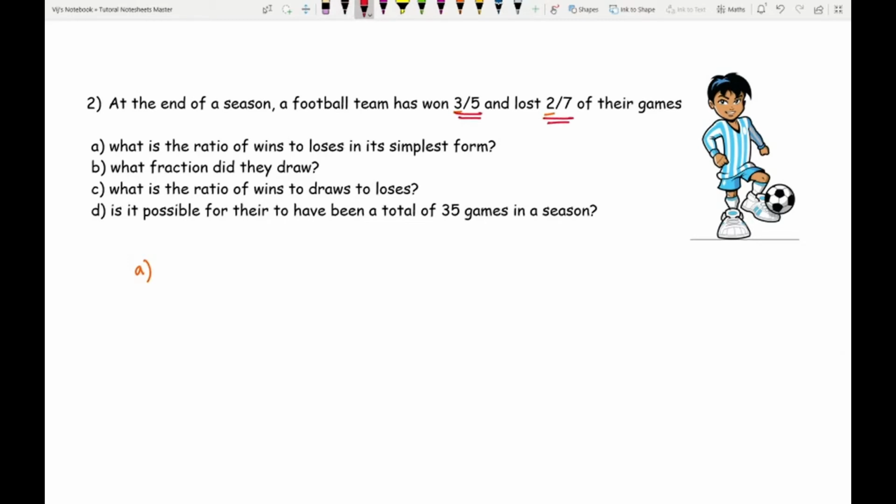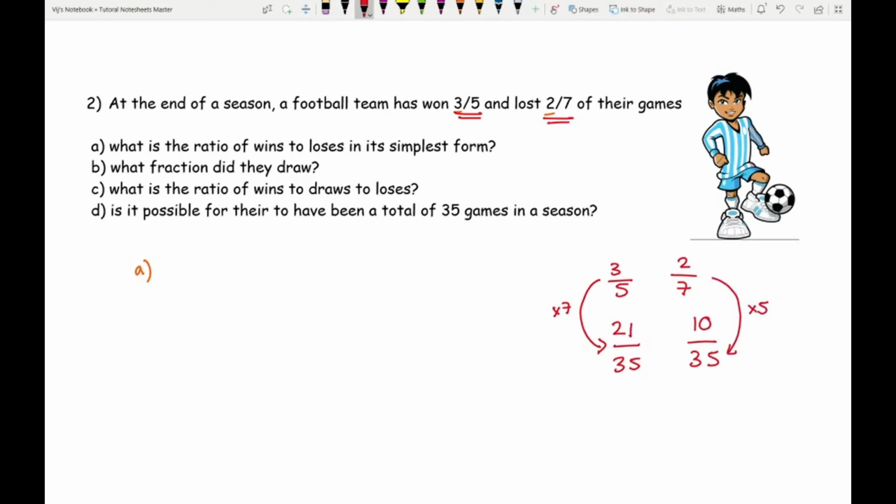So I've got 3/5 and I've got 2/7, and I want to find a common denominator. What is a common denominator between 5 and 7? Well, that would be 35. How can I rewrite 3/5 as a fraction where the denominator is 35? I need to multiply by 7, so that's going to give me 21. And what do I need to multiply 7 by to make 35? I need to times that by 5, so that's then going to be 10.